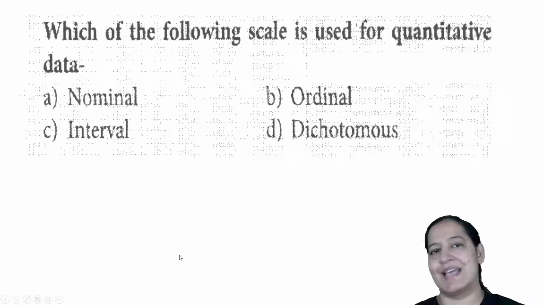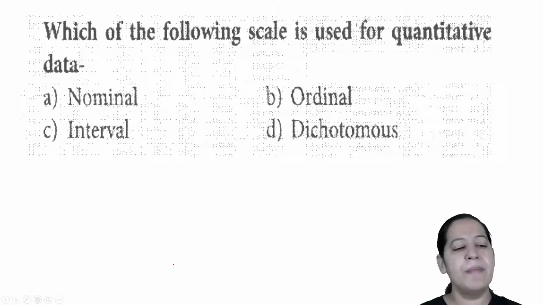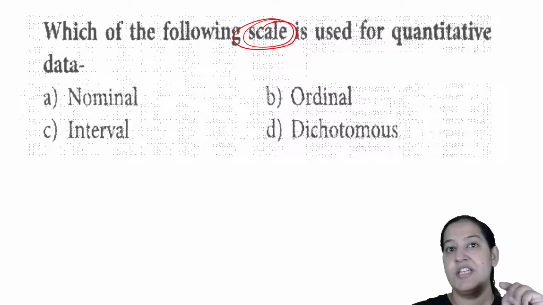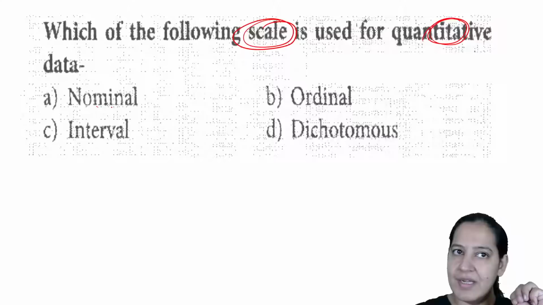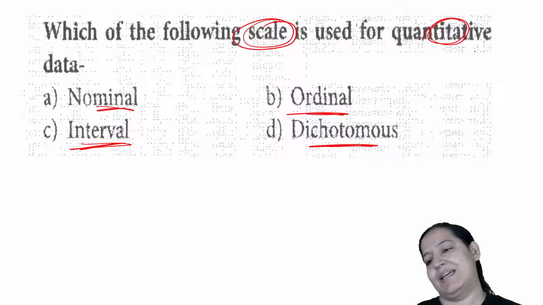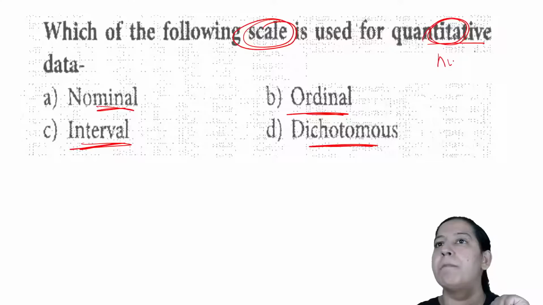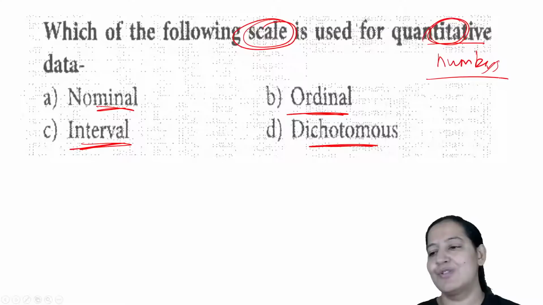So this is the next question in front of you. Now you answer it, take your time. I'm reading the question: which of the following scales is used for quantitative data? Whether nominal scale, ordinal scale, interval scale, or dichotomous scale. Quantitative means numbers. Which scale is used for numbers data? Which scale is used for quantitative data?